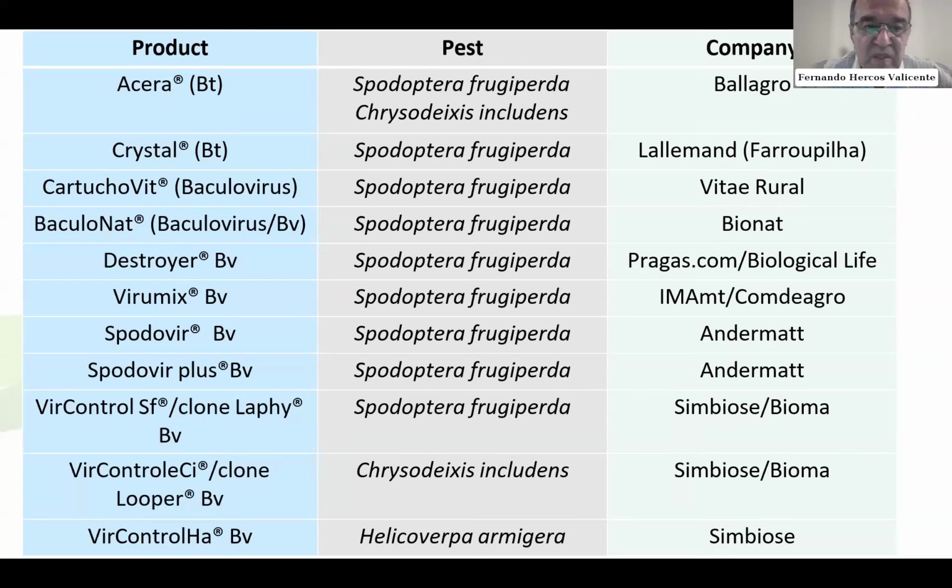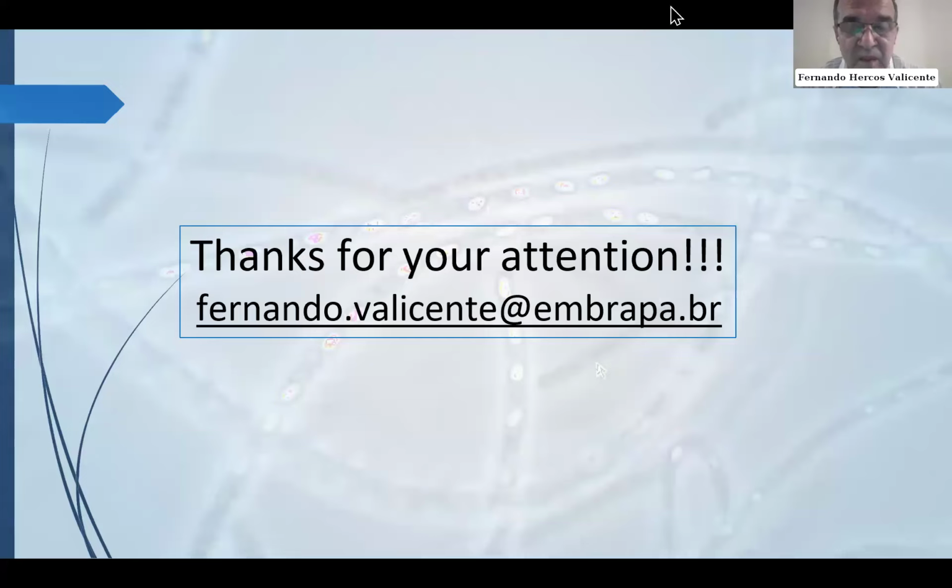Cartuchovite and Baclonate and Destroyer, Virmix, Spodovir Plus, Vir Control. They also have clones for other companies. They are all from Brazil, except for Spodovir from Andermatt in Switzerland, and they are produced in Canada. And we also have, for Chrysodeixis, Vir Control CI and Vir Control HI, that is Silicover parmicera, all developed by Symbiose in Brazil. Next. Thanks for your attention.